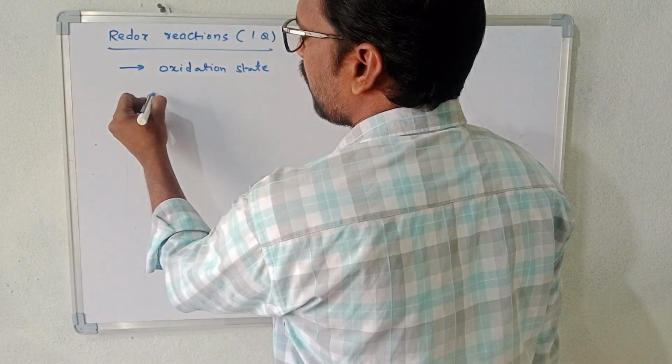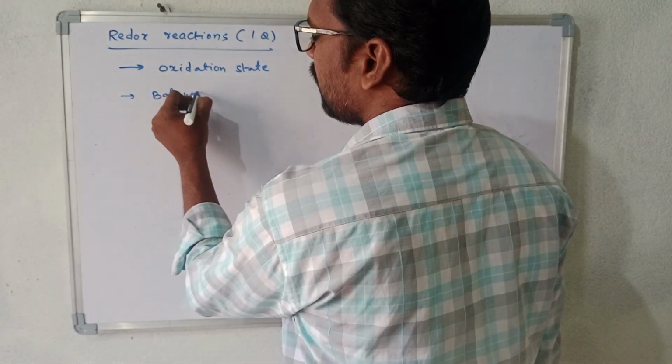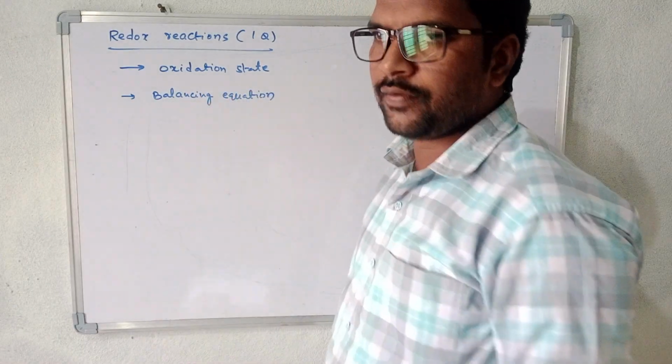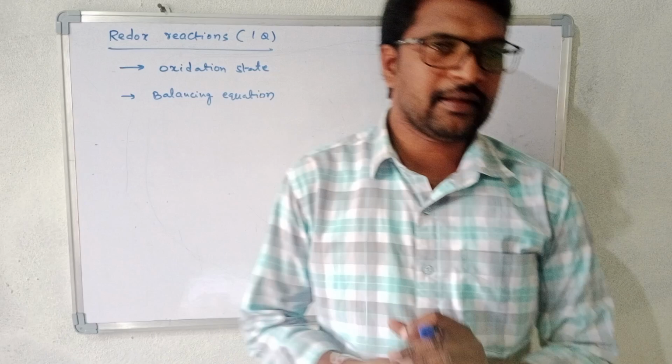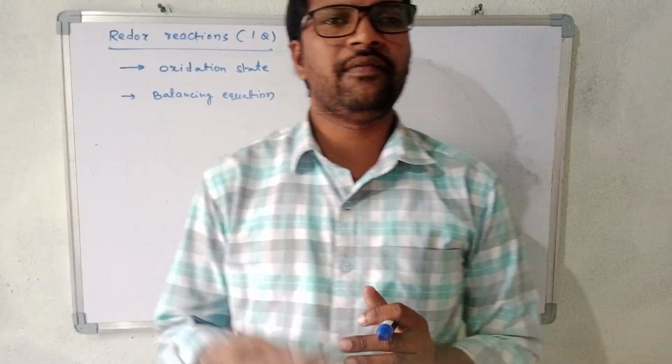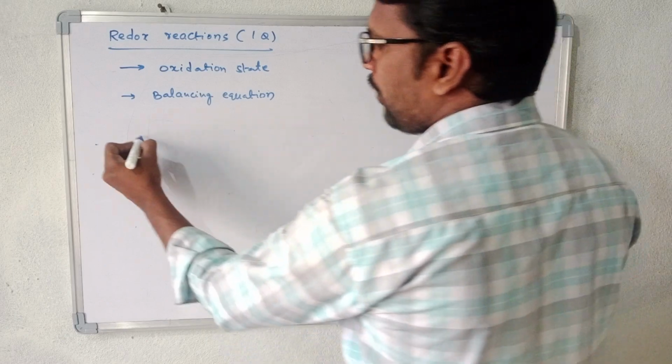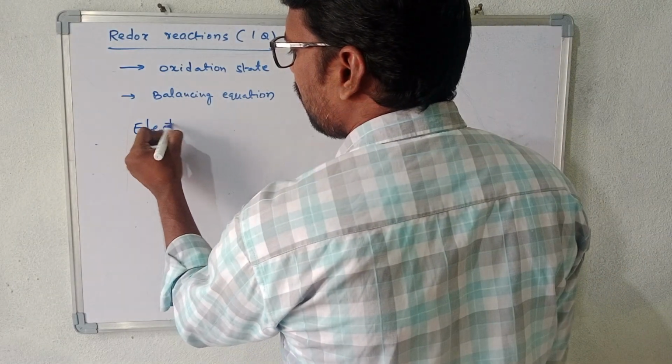The second important thing here is balancing equations. In balancing equations also we get questions. That means an equation is given with x, y, z like that, and what is the x value, what is the y value, what is the z value, like that questions are asked in redox reactions. Right. After this, next you see electrochemistry.